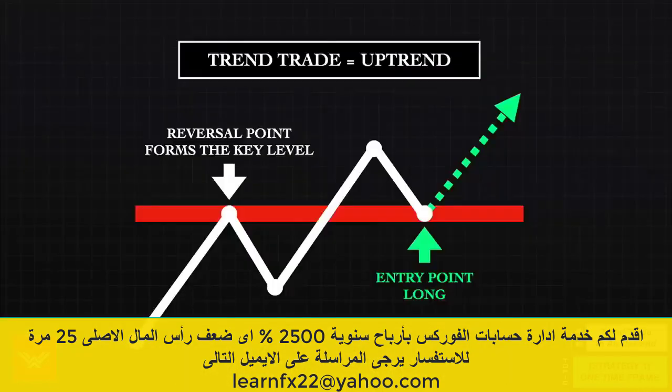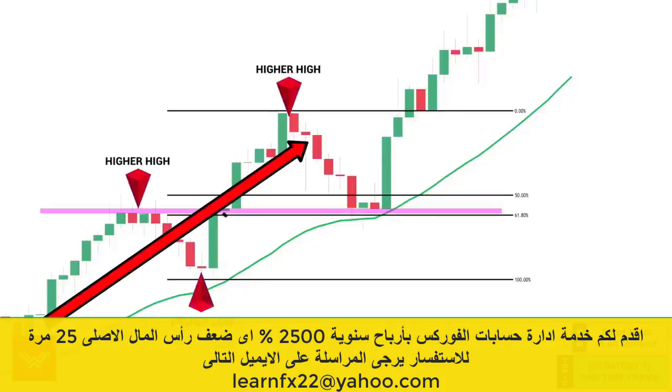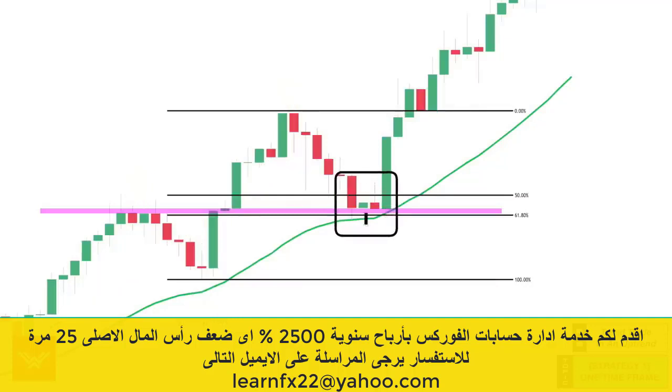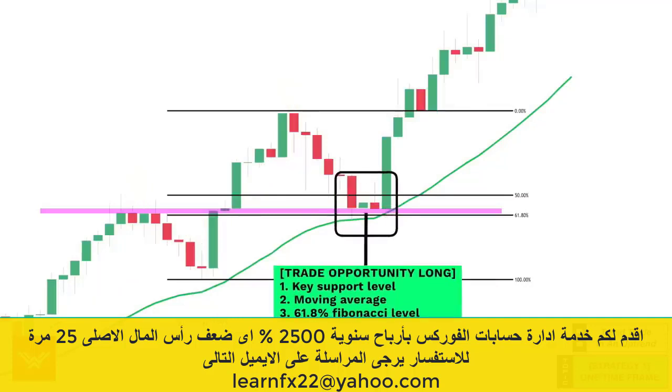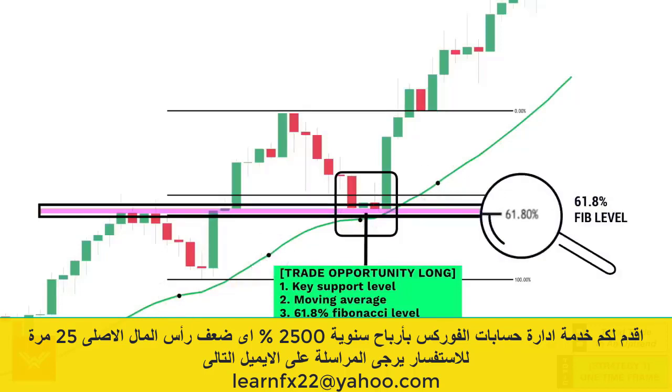Here is the anatomy of the trade setup. So, let's show this right on the charts. You have your clear moving uptrend through the higher highs and higher lows. So you want to trade with the moving uptrend. This here was your area of confluence and where the trade opportunity presented itself because of the following factors: key support level, the moving average that crossed right at the same area, and the 61.8% fib level.